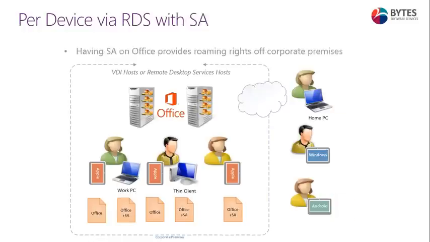If we add software assurance, you'll now see that the users, when they go home, no longer need to have an Office license assigned to any of those devices. So this is where the roaming rights come into play, whereby the user of a licensed device within the corporate premises that has software assurance is able to log in to their session from any device outside of the corporate premises. And they can be personally owned or they can be owned by the organization.